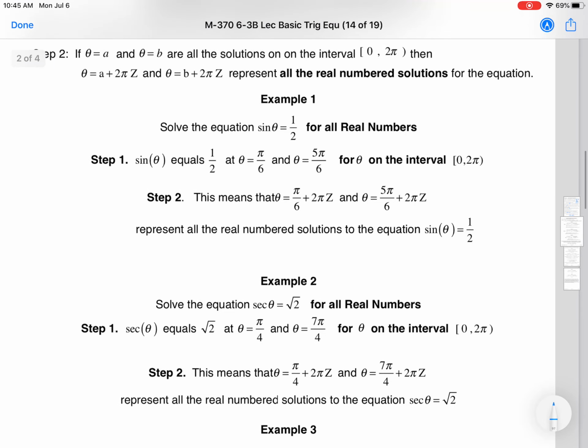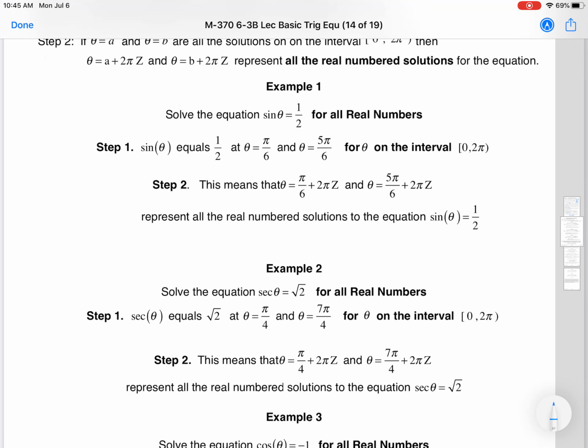So here's example 1. Notice the directions and pay attention. They're separated on the exam as well, but pay attention to the directions on the exam. In this case, we want for all real numbers. So this is where we're going to want to have the 2 pi z. This relates back to example 1 in 6.3a. Sine theta equals 1/2. We know that's a pi over 6 reference angle where sine's positive, in the first quadrant and in the second quadrant. So we get those 2 times that it happens from 0 to 2 pi, right? Then all we have to do to conclude is add 2 pi z to our answer, and that's it.